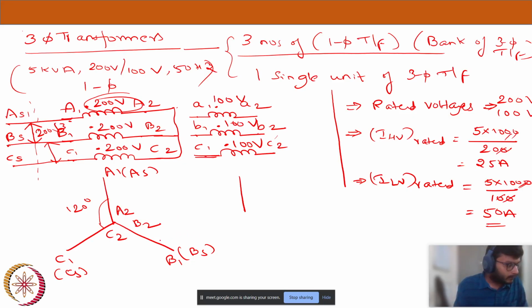So, according to my transformer action, my two induced voltages in the primary and secondary will be in phase. So A1, A2 in this fashion. Now my A1, A2 will be parallel to my primary HV side voltage. Let's say this magnitude is 200 volts. So this magnitude will be half of it, because it's 100 volts only.